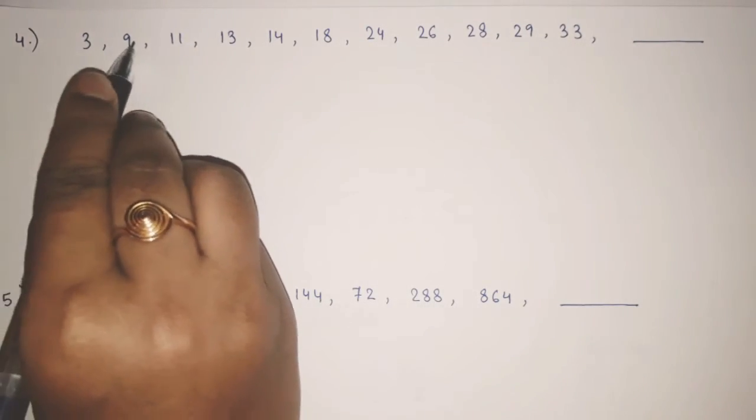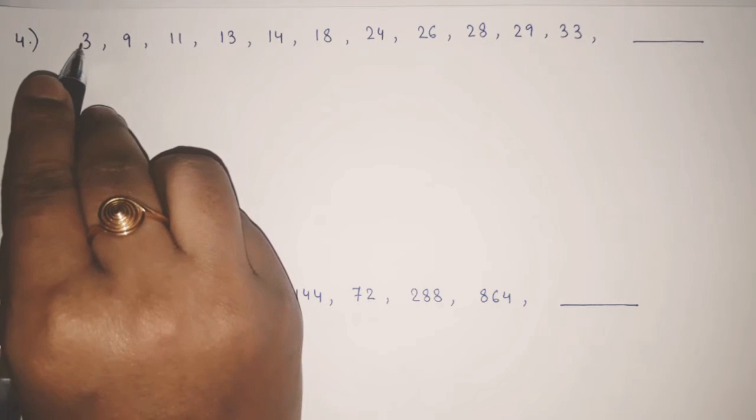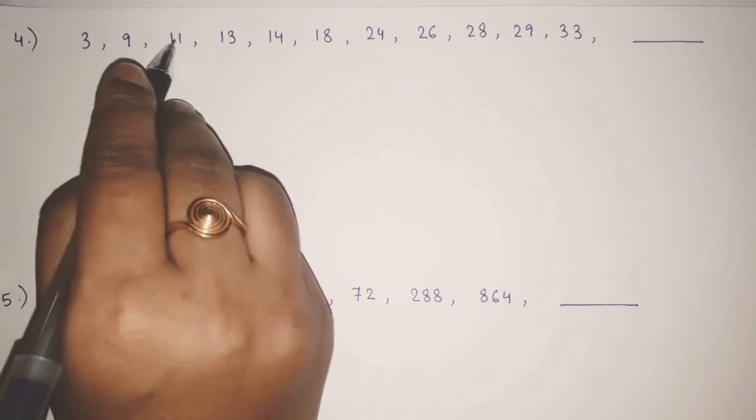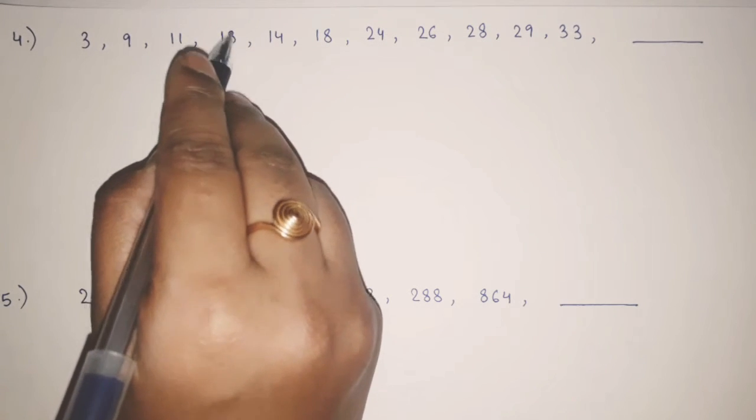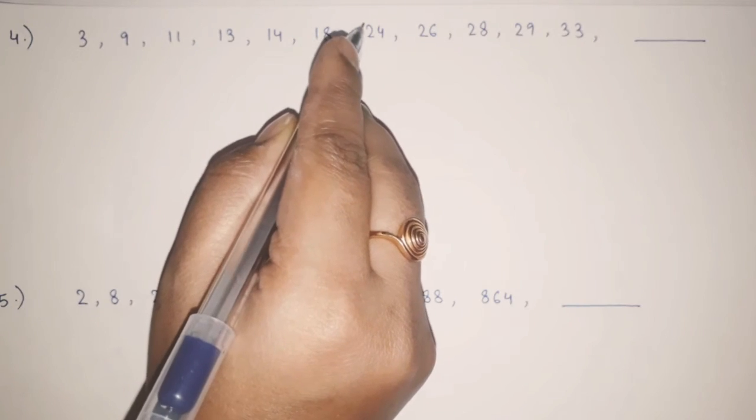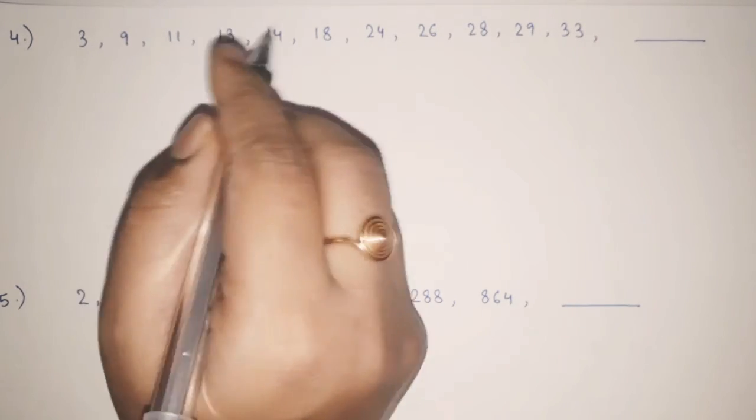But here, first, 3 and 9, that means the gap of 6 is there. Here the gap is only 2. Here also 2. But here 1. Here 4. Here again 6. Okay. So I think there is a pattern.